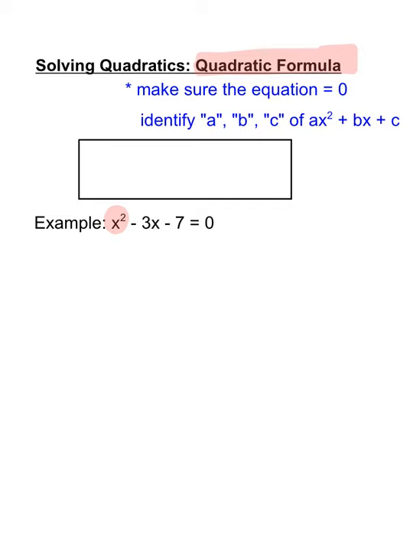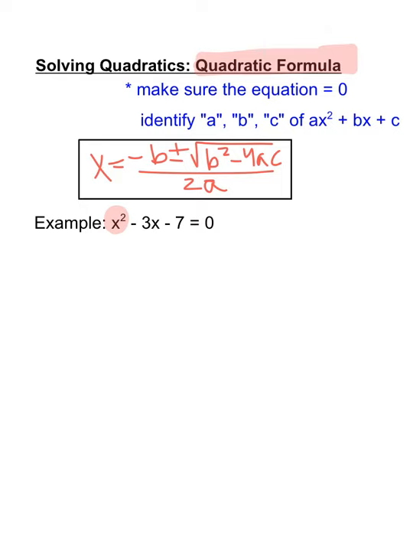So the formula goes like this. X equals negative b plus or minus square root b squared minus 4ac all over 2a. So it's like Pop Goes the Weasel. And I'll tell you what these a, b, and c are in a second. X equals negative b plus or minus square root b squared minus 4ac all over 2a.